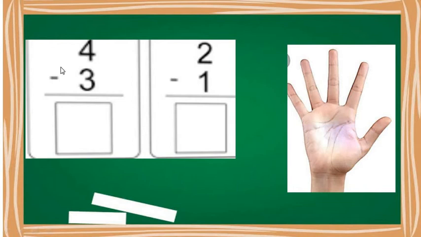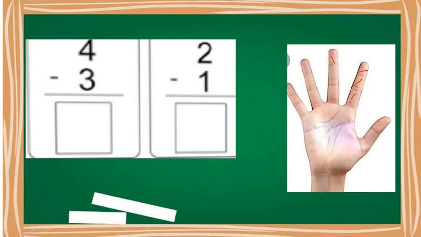Sum is 4 minus 3. What is the sum? 4 minus 3. So again look at your hands. Start counting with me. 1, 2, 3 and 4. Now cross out 3. Our sum is 4 minus 3.